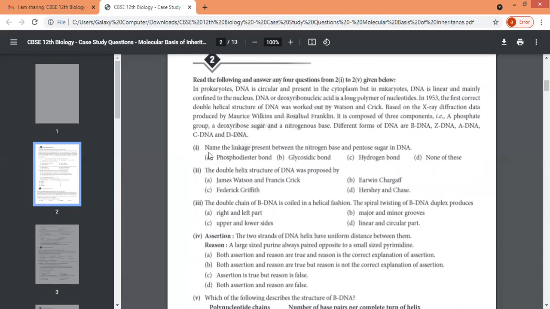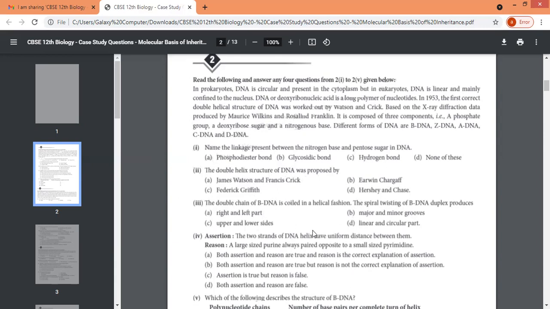Now, children, see the questions. Name the linkage present between the nitrogen base and pentose sugar in DNA. 4 options are given: phosphodiester, glycosidic, hydrogen bond, none of these. I'm reading this first question for you, the others I'll just share on the screen. Now, the second question related to the paragraph: the double helix structure of DNA was proposed by Watson and Crick, Frederick Griffith, Irwin Chargaff, or Hershey and Chase.